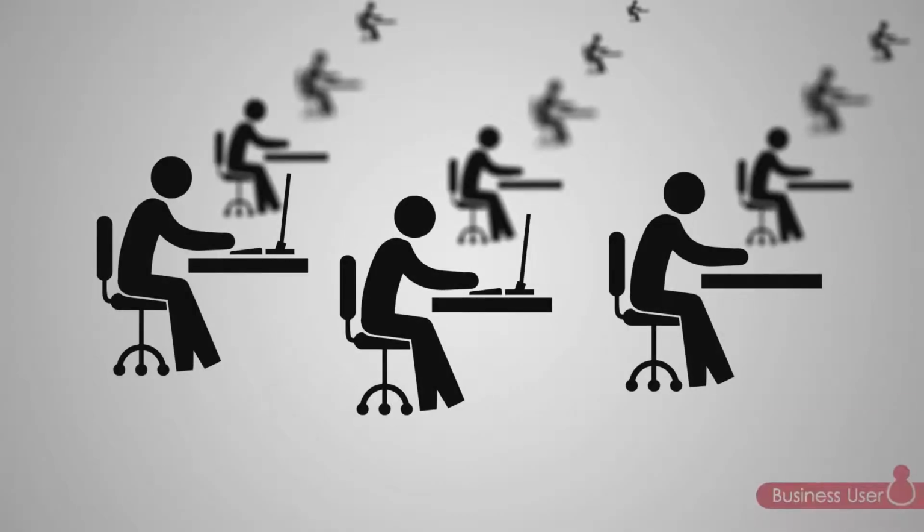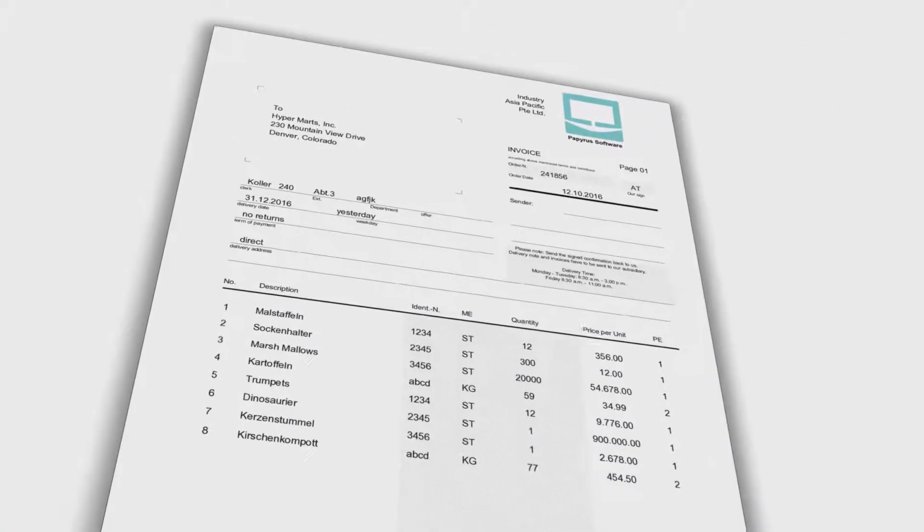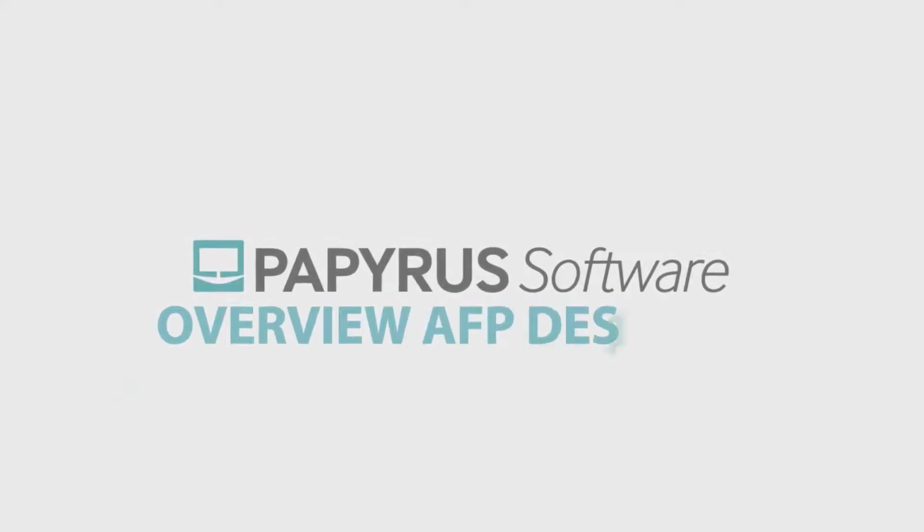Do you, as a business user, have the need to build complex forms with variable data that consists of text, graphics, and images? Do you want to combine static and dynamically read content and instantly see what the outcome will look like? Papyrus software OverView AFP Designer can do exactly that and more. With the provided graphical user interface, creating complex forms is simple and fast. Everything you see on the screen is exactly what you will get on the printed version.